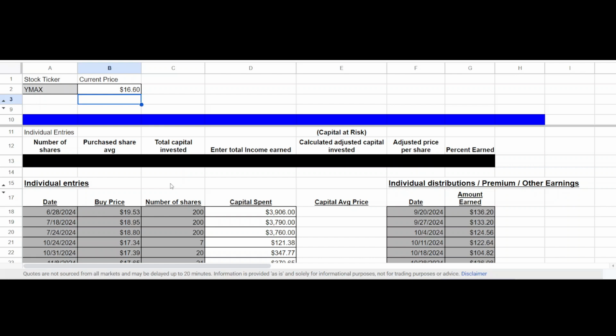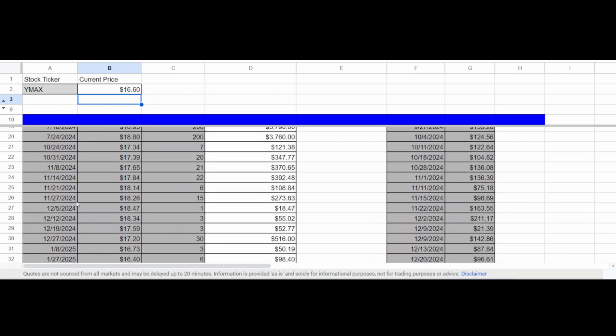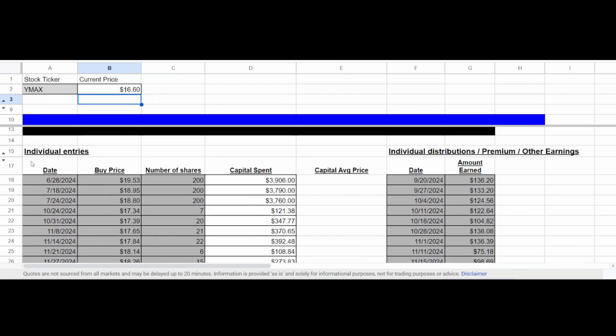So let's go over my entries here. As you can see, I have quite a few entries. My first entry, June the 28th, my buy price was $19.53 for 200 shares. July 18th, $18.95 for 200 shares. July 24th, $18.80 for 200 shares.